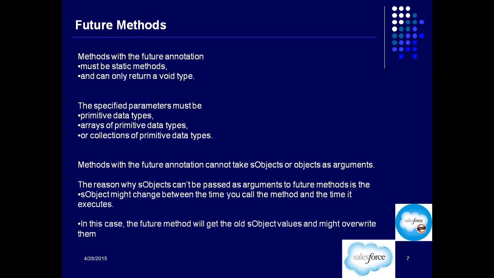So what do you do in that case? If I have to pass some records from my database as parameters, what do we do? In that case, the future method would get the old S object values and might override them. So what do we do if we actually have to pass on some S object values? Can we think of a way of passing on S object values without using an S object?